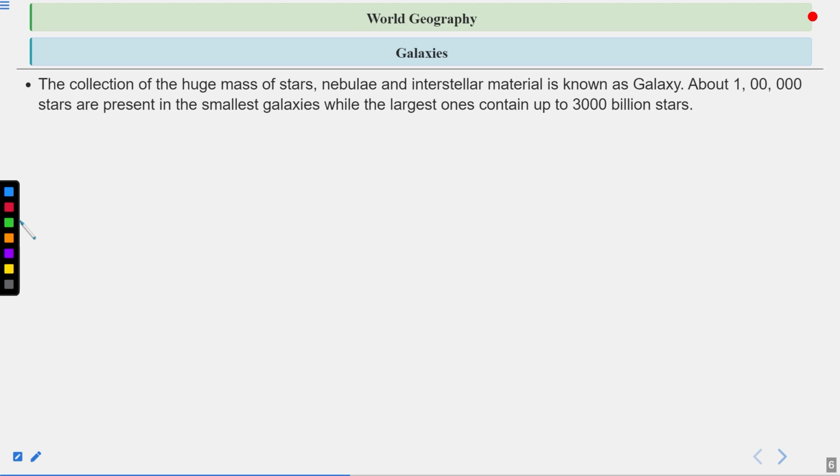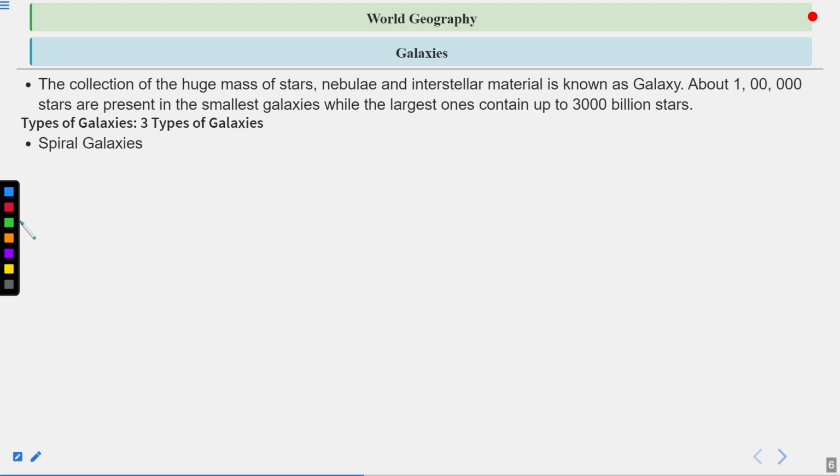So far what we have discovered is that we have approximately 10 to the power 11 galaxies in our universe, and out of them, the smallest one has up to 1 lakh stars, and the largest galaxies have up to 3000 billion stars. There are three types of galaxies basically.